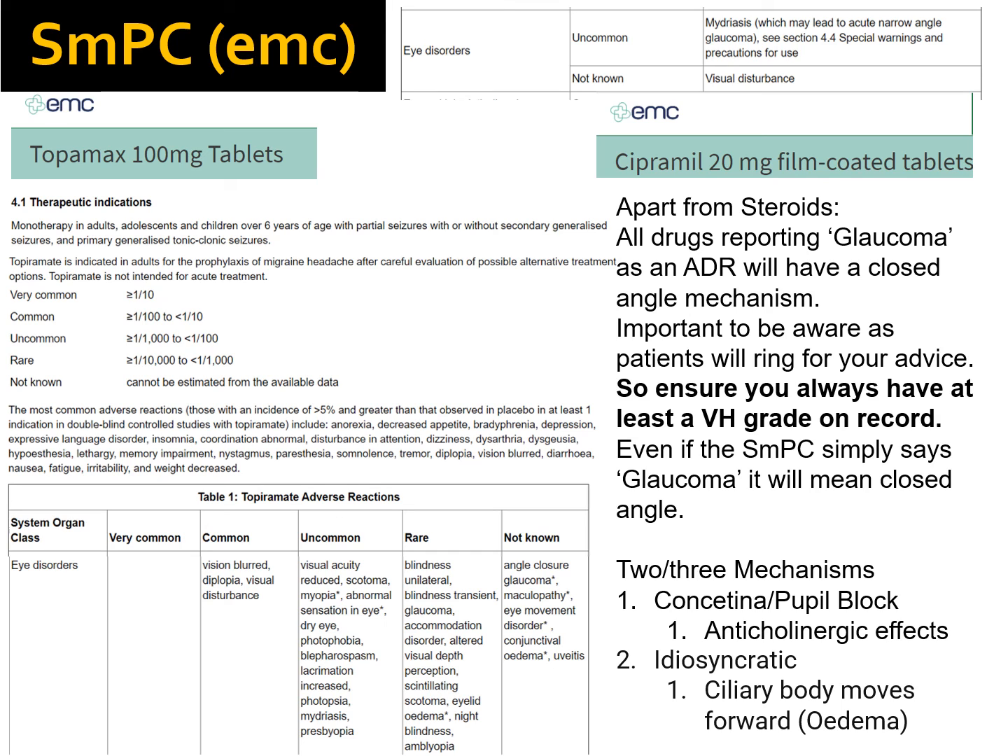And remember, apart from steroids, all drugs reporting glaucoma as an ADR will have a closed angle mechanism of one form or another, either angle closure, either pupil block, or that idiosyncratic mechanism. So make sure you always have a Van Herrick record on their record. And if they do ring up and you look the drug up, you can say, well, it's unlikely, don't worry, your angles are wide open, it's not going to happen to you.